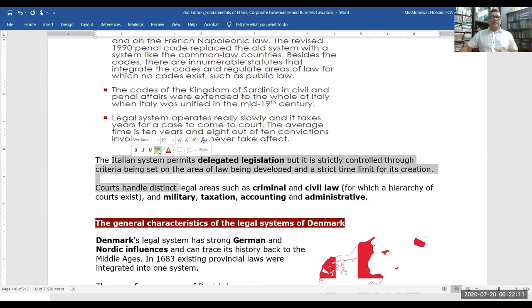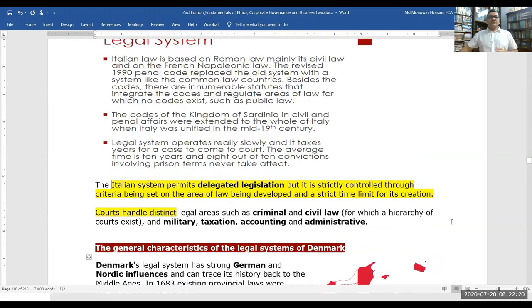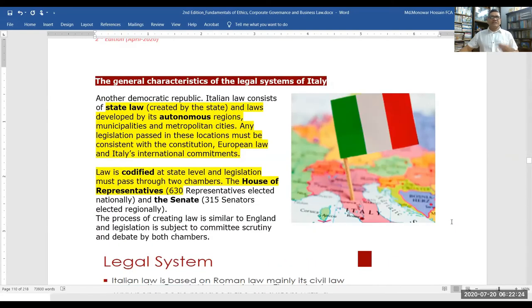The courts handle legal areas such as criminal and civil law, and military, taxation, accounting and administration. So this is the summary of the general characteristics of the legal system of Italy.